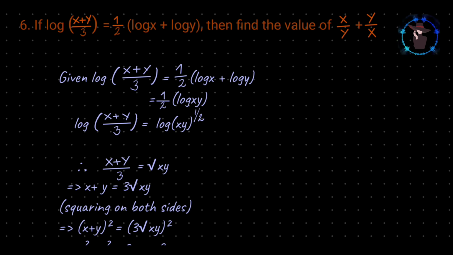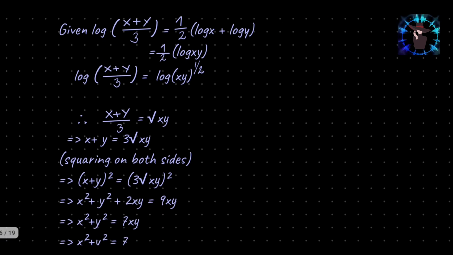Now the sixth one, if log of x plus y by 3 equals half log x plus half log y, then find the value of x by y plus y by x. So what's given here? Log of x plus y by 3 equals half log x plus half log y. Now as it is in the form of addition, we can take it in the form of multiplication as half log xy. Now let's send this half in the power side. Just as we can bring from the power to the front, we can send from front to the power. Log x plus y by 3 equals log of xy to the power half.